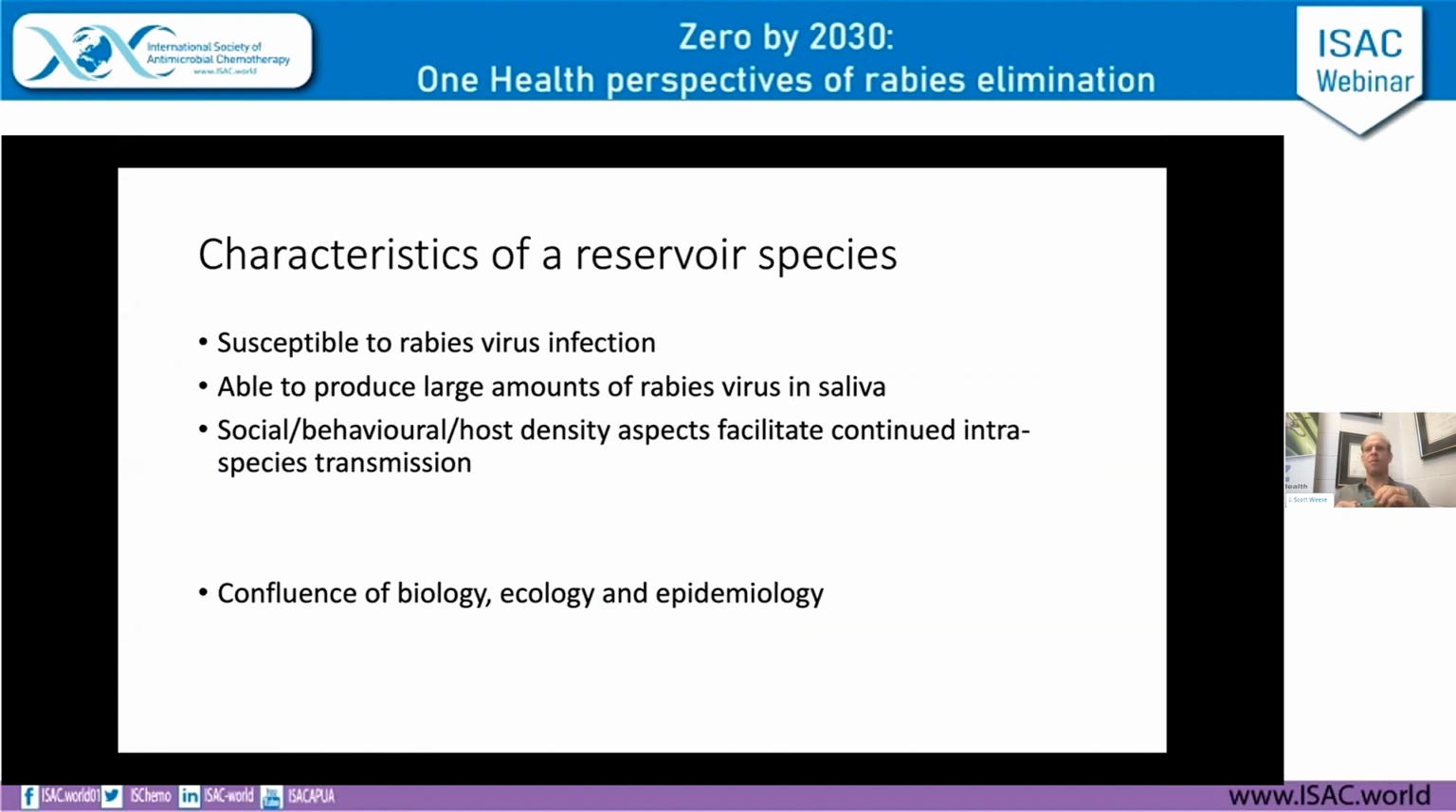So if we think about our reservoir species, there are a few things that have to be present. And this is relevant if we think about other reservoirs, if we think about elimination of rabies from reservoir species. So obviously they need to be susceptible to the virus if they're a mammal, but some mammals are more susceptible than others. They need to be able to produce large amounts of rabies virus in saliva, so when they're infected, they're producing enough they can transmit. And a big component is their social, behavioral, or host density aspects that allow them to continue to transmit it. If we have a very solitary species, they can get infected, but the odds of them infecting another individual within that fairly short period when they're infectious, which may just be a couple of days, is limited.